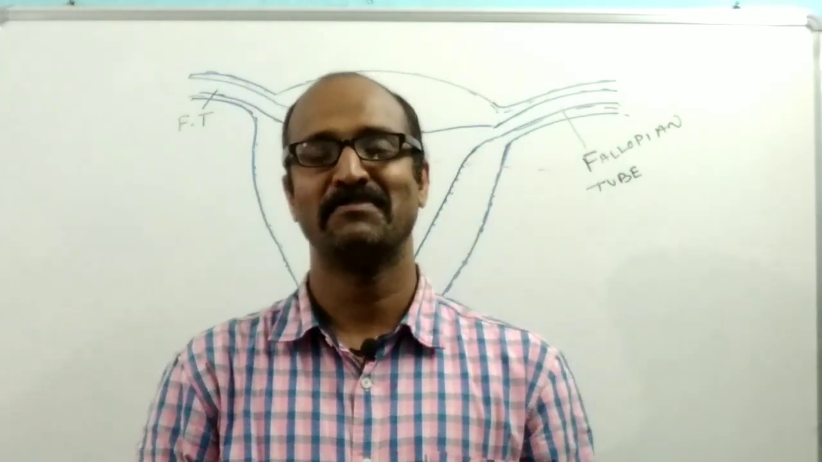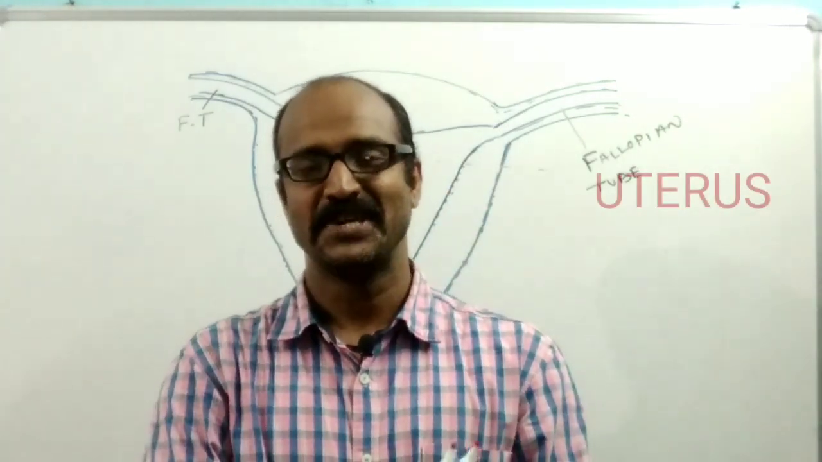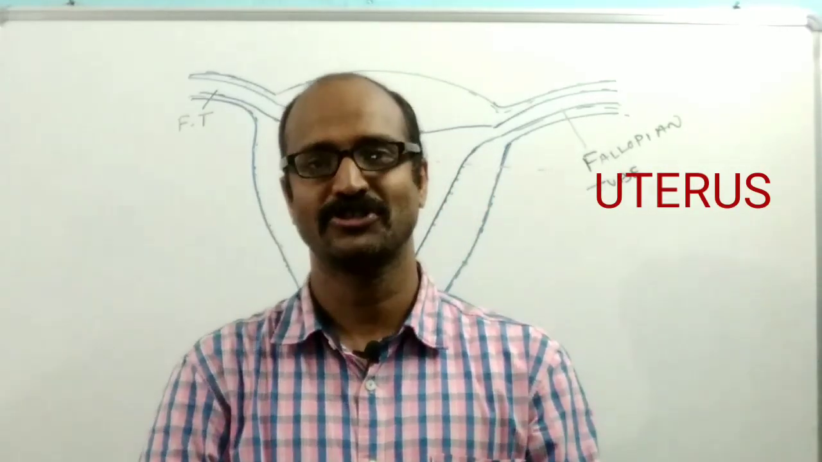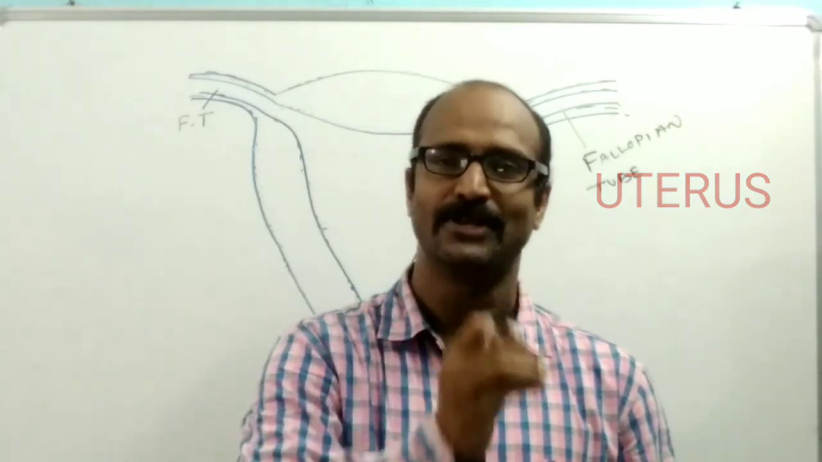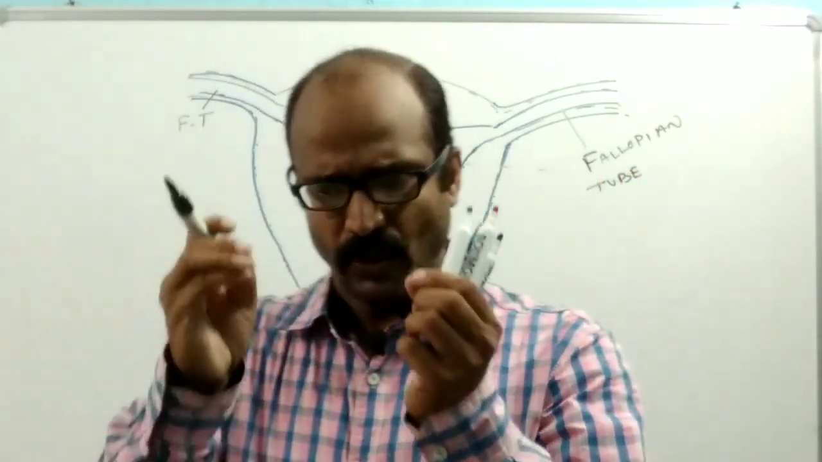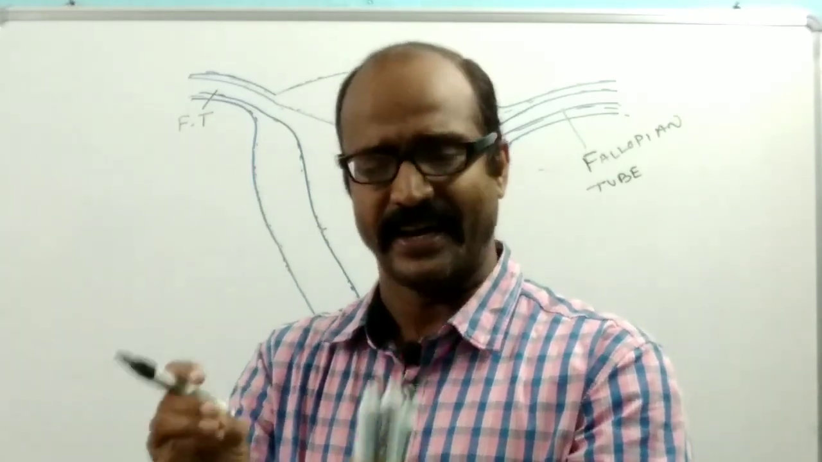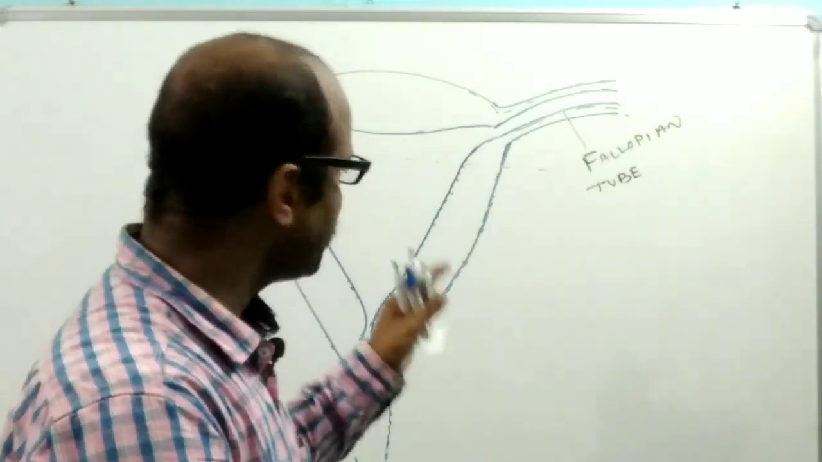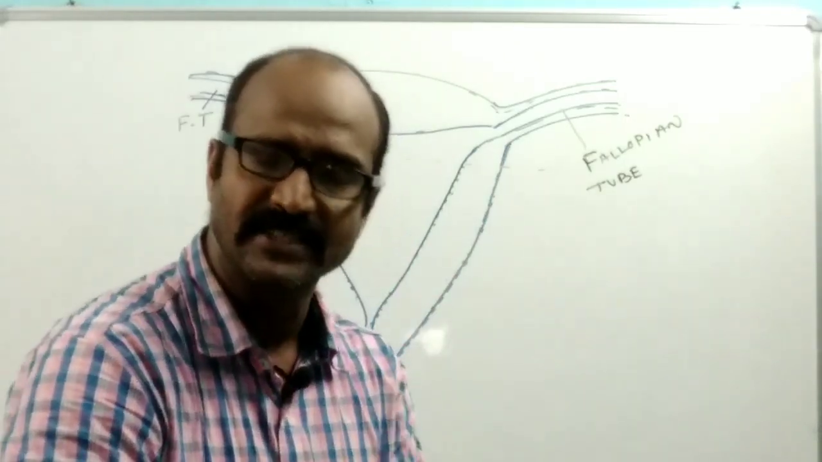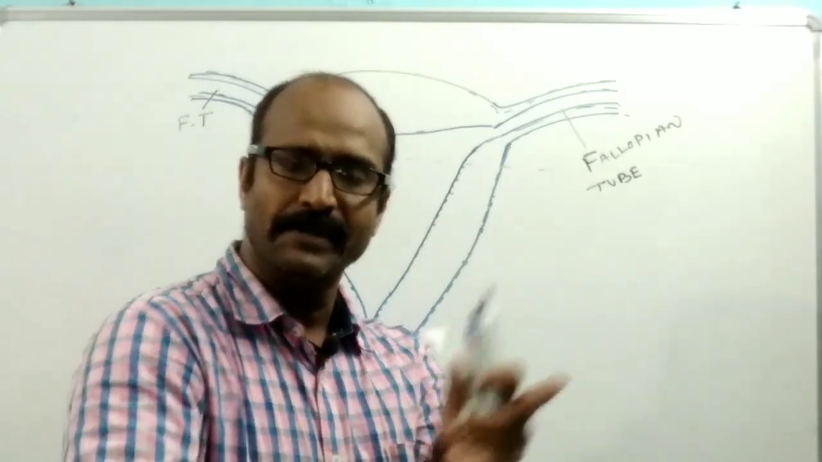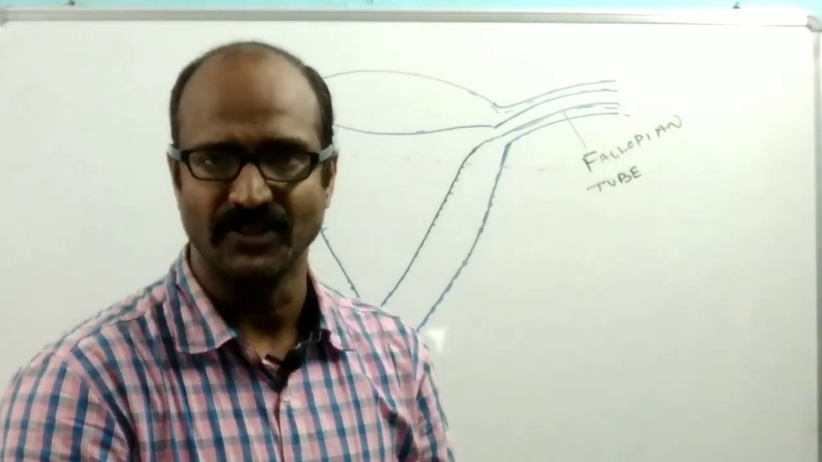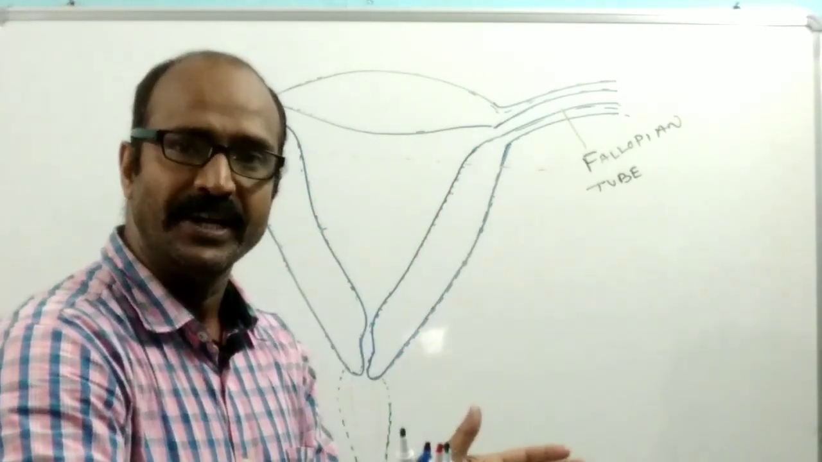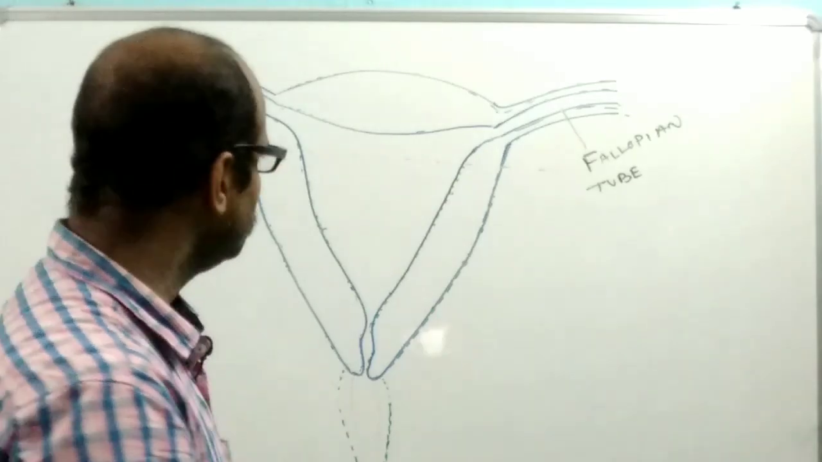In this session, I will talk about the structure of the uterus. The uterus is a pear-shaped, muscular, sac-like structure present at the center of the pelvic cavity. It lies between the urinary bladder and the rectum. The front side of the uterus is the urinary bladder, and the back side is the rectum.